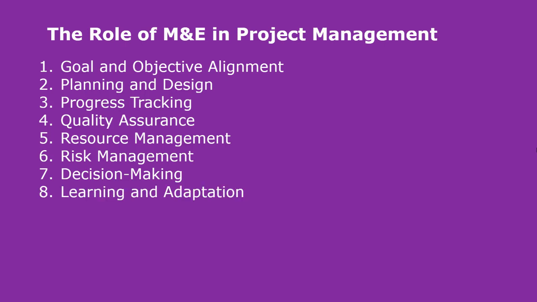Number 8, learning and adaptation. Learning and adaptation becomes very critical in M&E because we are trying to improve on a daily basis. And so M&E encourages a culture of learning and adaptation. It allows project and program managers to learn from both successes and failures, promoting continuous improvement. When you implement a project, you achieve both success and you also fail on the other hand. So you learn from your failure to improve in the future. You also learn from your success to build on it in the future.